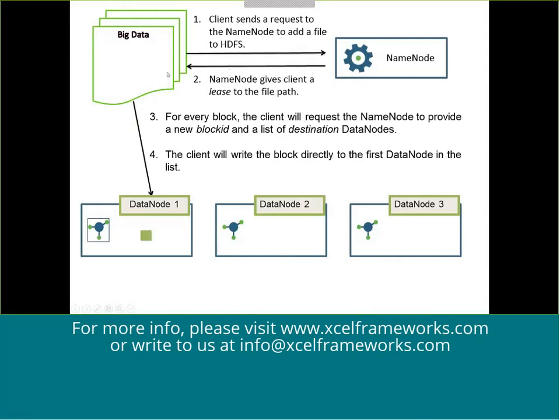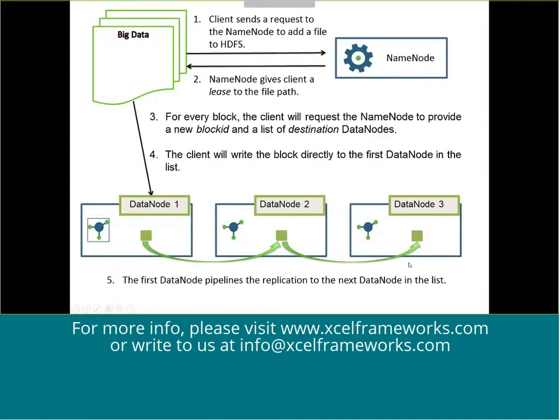Now, once this information is with the client machine, for every block, the client will request the name node to provide a new block ID and a list of destination data nodes. So for every block that you have here, the client will request a new block ID and a list of destinations. So you have blocks here. For the first block, the client will write the block directly to the first data node in the list. The client directly goes and talks to the data node and writes the block here.